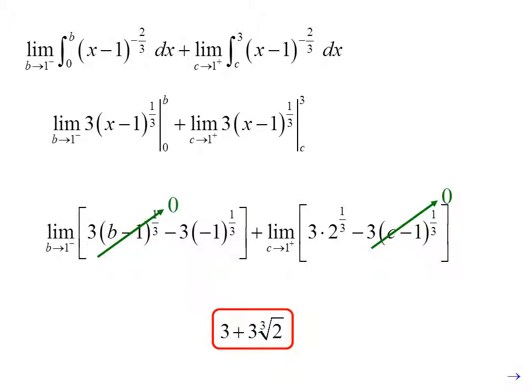So we get negative 3 times negative 1, or 3, on the left, and on the right-hand side we get 3 times the cube root of 2. So our answer is 3 plus 3 cube root 2.